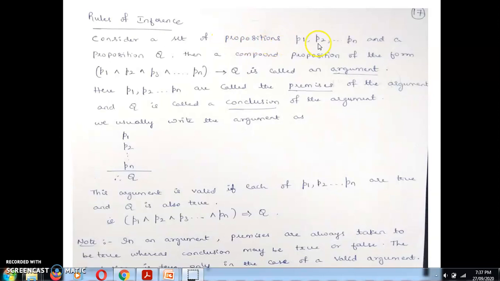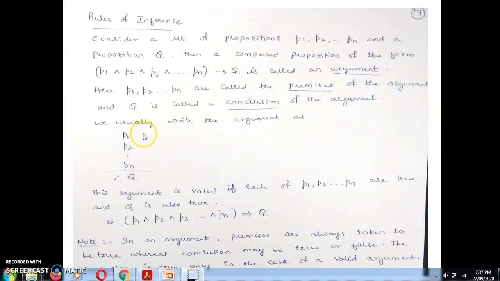Let me read out what is written here. Consider a set of propositions and a proposition Q. Our resultant is also a Q. Then a compound proposition of this form is called an argument. So whatever we derive is called an argument. Here P1, P2 up to Pn are called the premises, and Q is our conclusion.